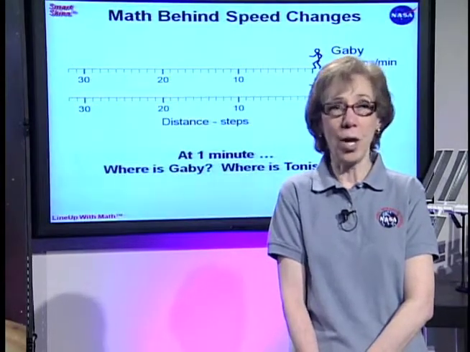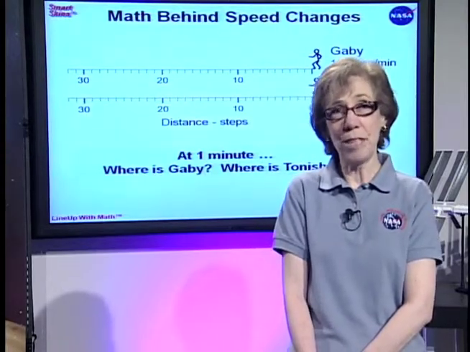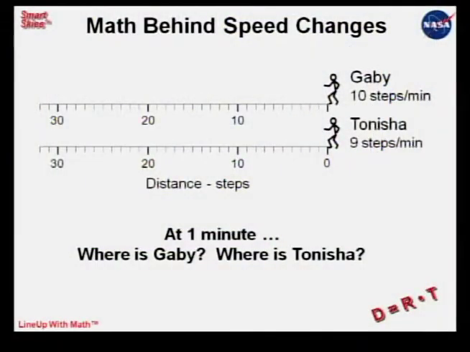It is math for middle school students. It is the actual math that air traffic controllers use when they determine speed changes for planes. So in order to learn about speed changes, we'll leave planes for a moment and think about two students walking to school, Gabby and Tanisha. Gabby walks at the rate of 10 steps a minute, and Tanisha walks at the rate of 9 steps a minute. So let's walk them down the number lines.